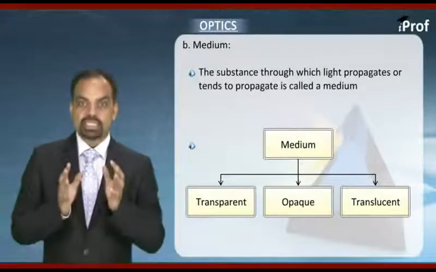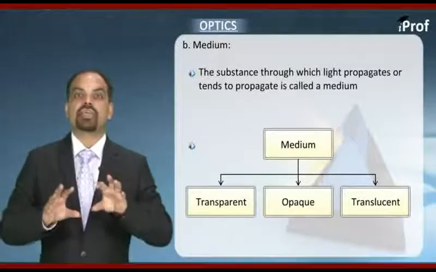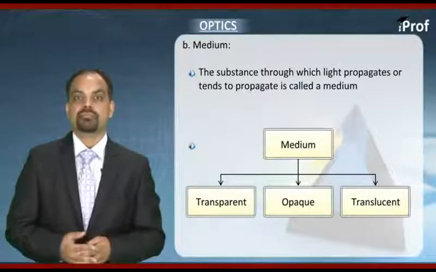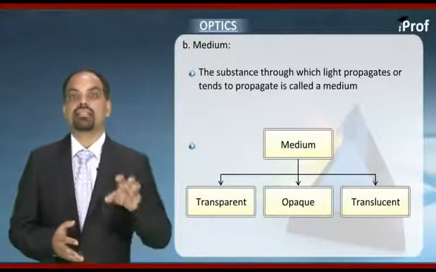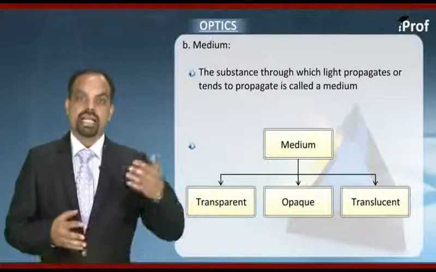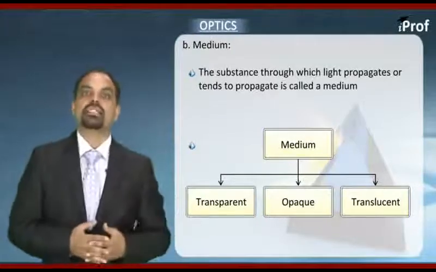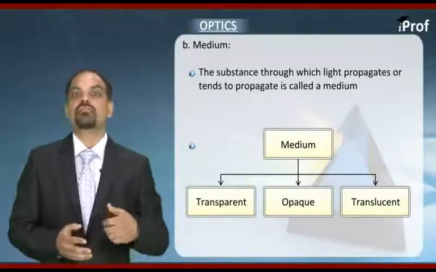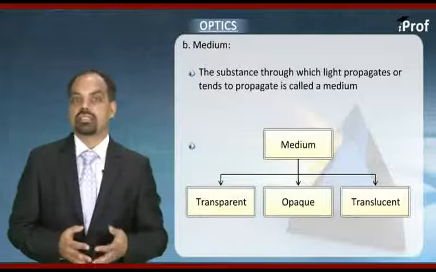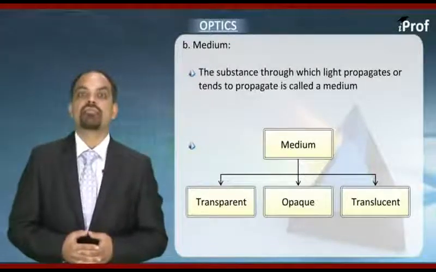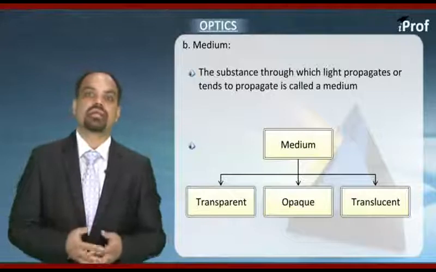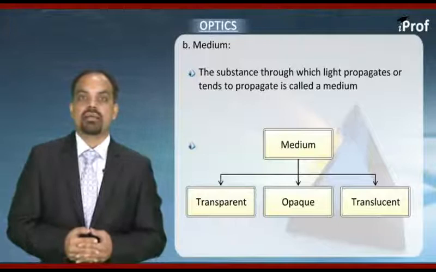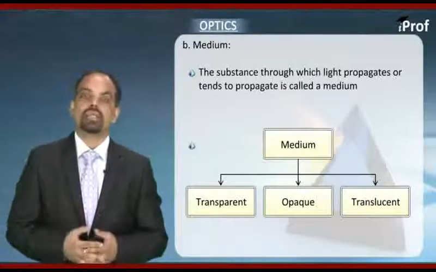Now what is the basic physics behind the classification of a medium to be transparent, opaque and translucent? As I said in the beginning, light is an electromagnetic wave. When light travels through a material, it is the interaction of the electromagnetic wave with the material that decides whether it will be transparent, opaque or translucent. The interaction of electromagnetic waves with material is beyond the scope of IIT JEE. So for us it is sufficient to know the basic definition, and it will be sufficient for solving IIT JEE problems.